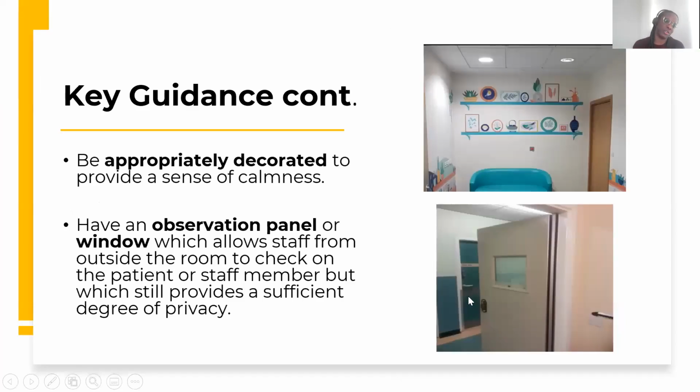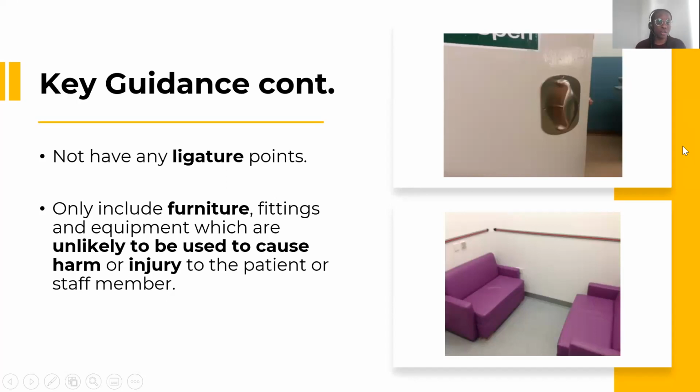And also, sorry, if you just go back one more. Also, furniture. The room should only include furniture, fittings, and equipment which are unlikely to be used to cause harm or injury to the patient or staff member. So furniture can't be sharp-edged, and they must be heavy-weighted to not cause any harm for the patient, carer, or the staff member. If you have chairs over a sofa as well, we recommend that there are 3 chairs at least, so you have space for a patient, a staff member, and a family member or carer to sit as well. So like in the photo at the bottom on the right, these are the chairs we often see, those dark blue heavy-weighted ones as well.